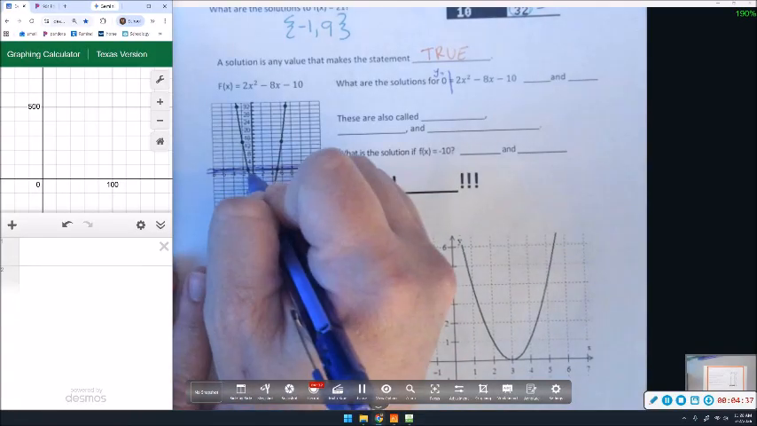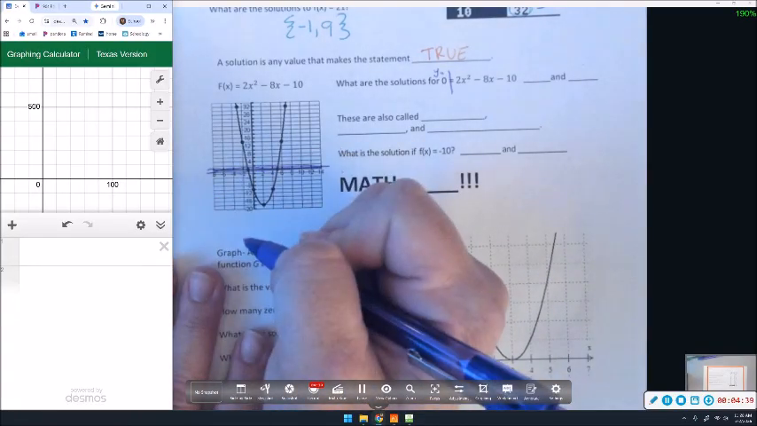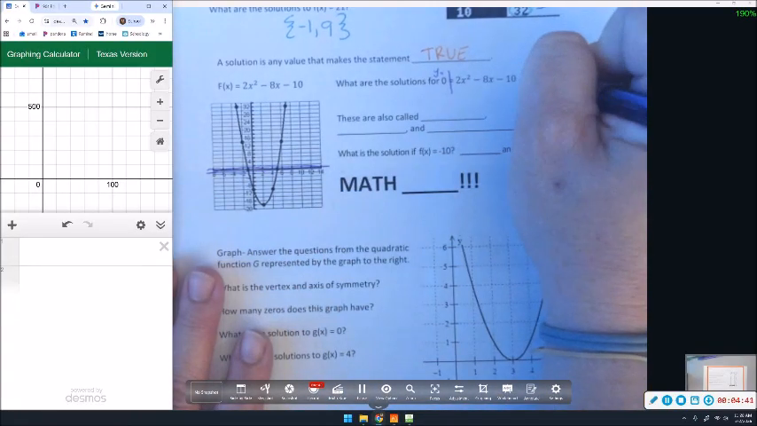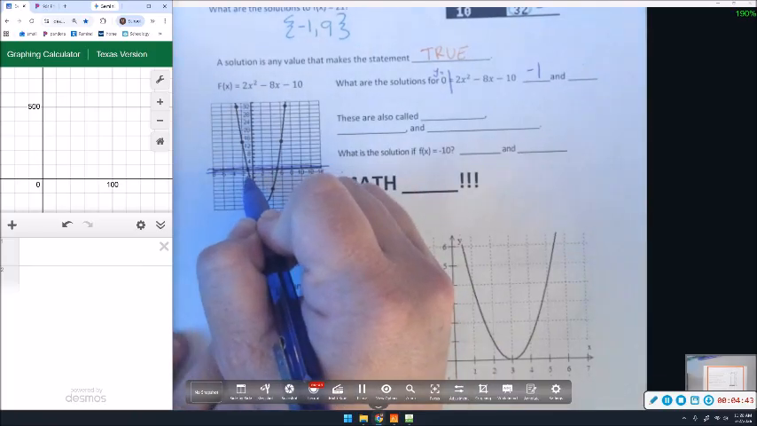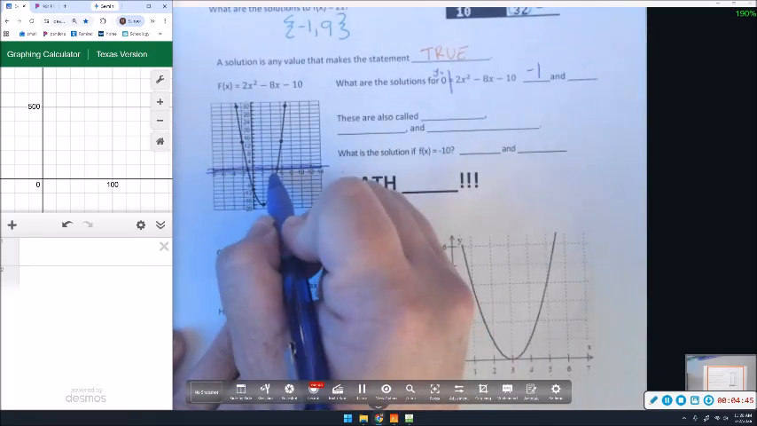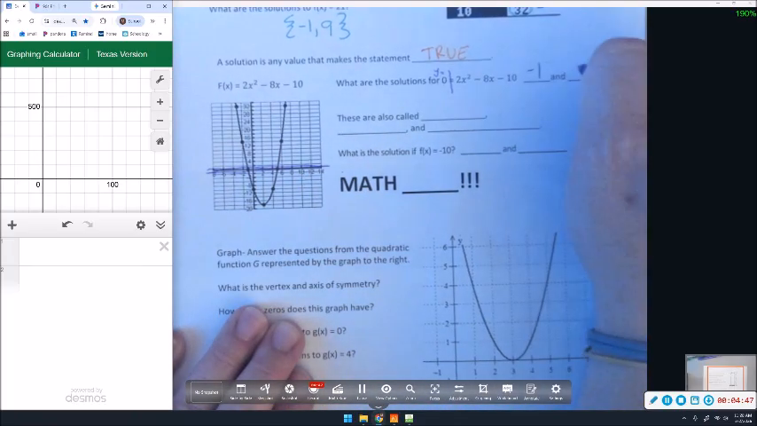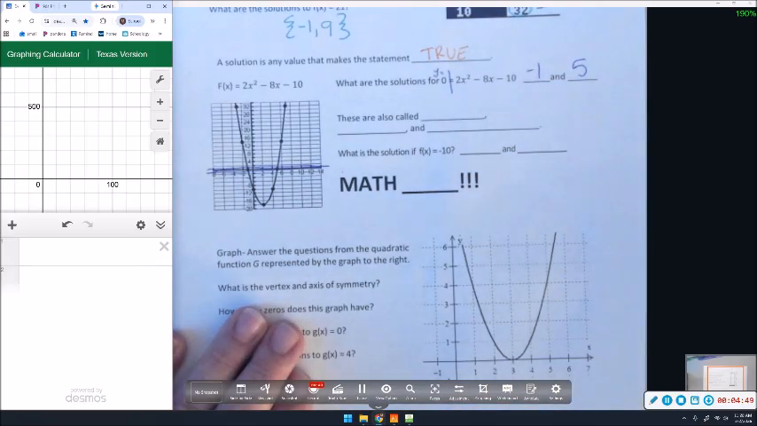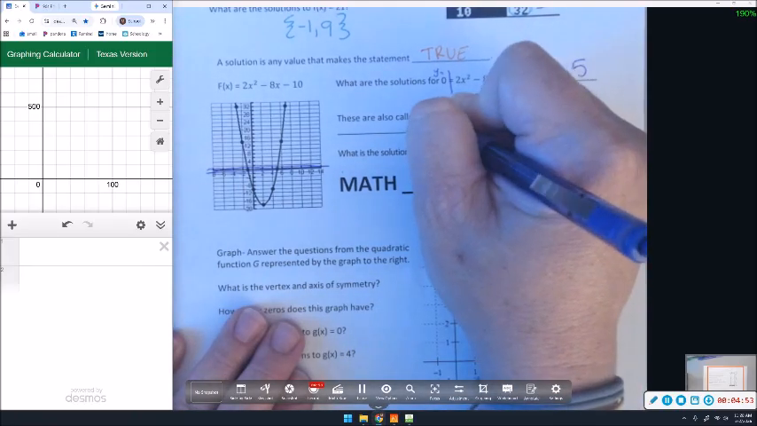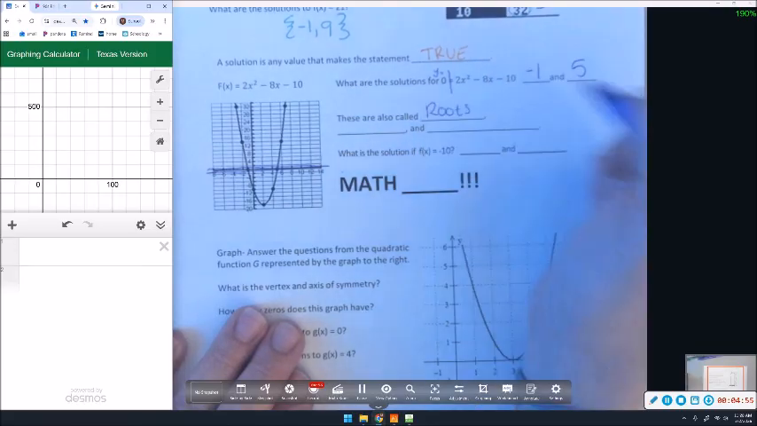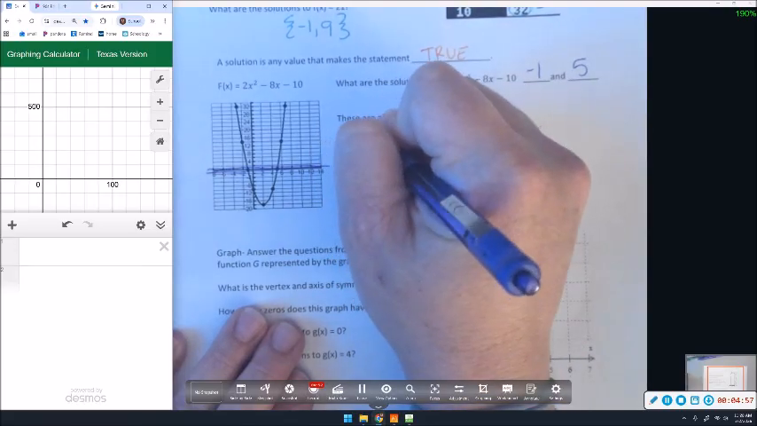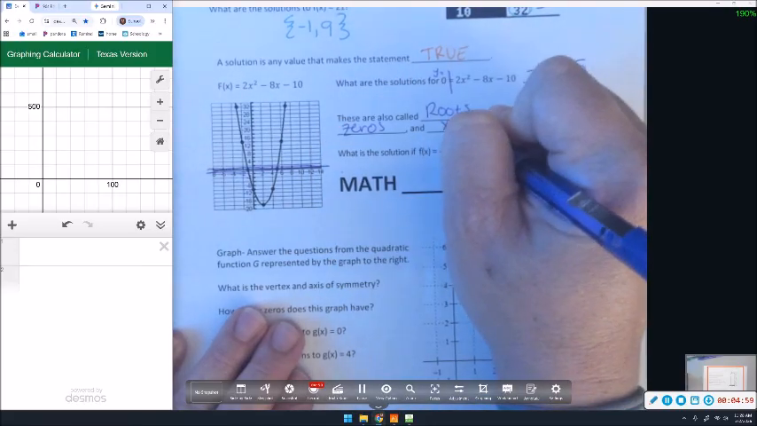Well, what comes between 0 and negative 2? Negative 1. Because you see it's counting by 2's, and that one's right in the middle. So what comes between 4 and 6? 5. Okay, we also call these points our roots, our zeros, and our x-intercepts.